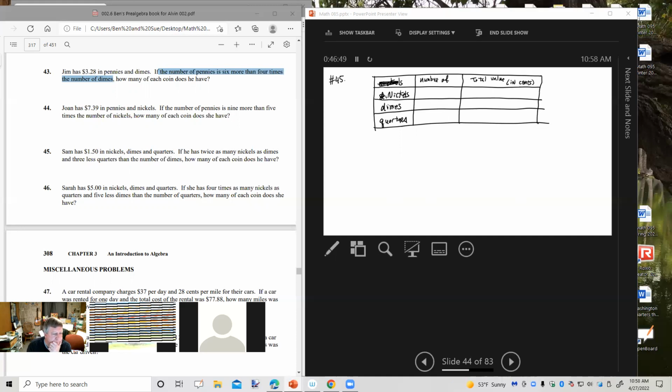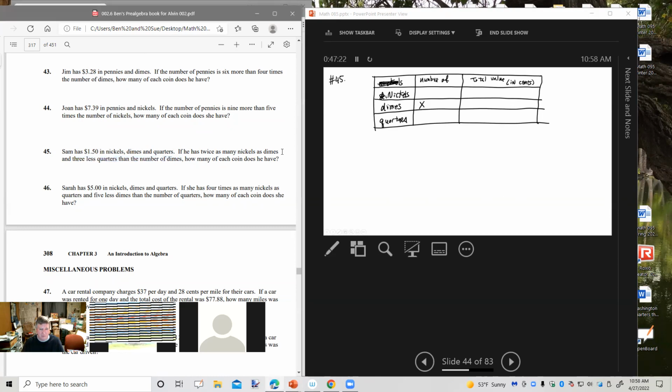All right. So there's actually 2 different comparison statements in here. The first one says he has twice as many nickels as dimes. So who's the center of the universe there? The dimes. But then there's another one. 3 less quarters than the number of dimes. Who's the center of the universe there? The dimes. So in both cases, things are being compared to dimes. So the number of dimes is going to be X.